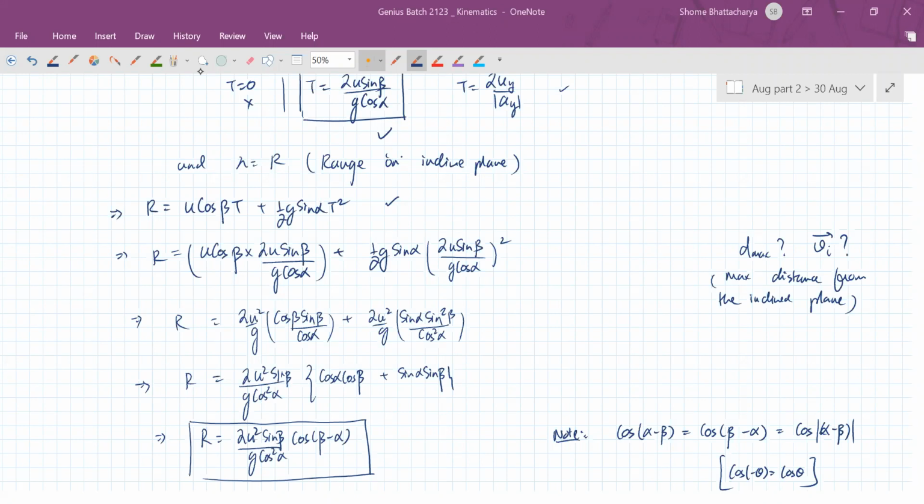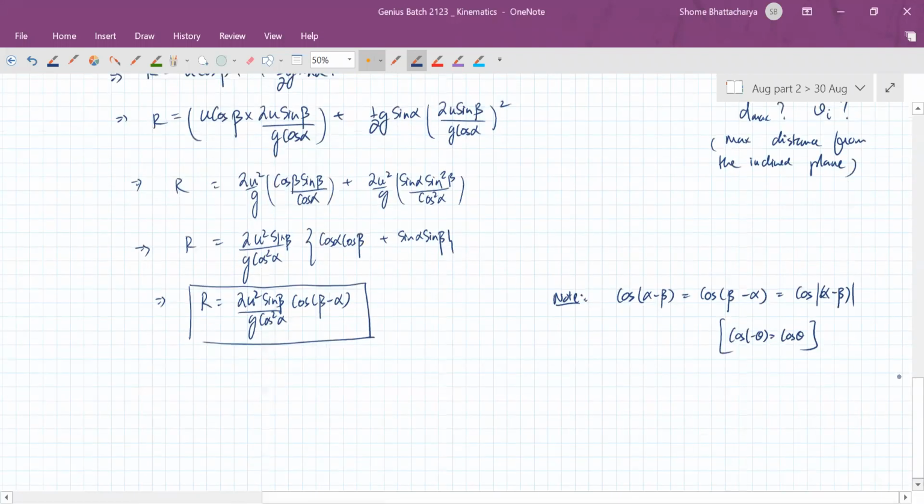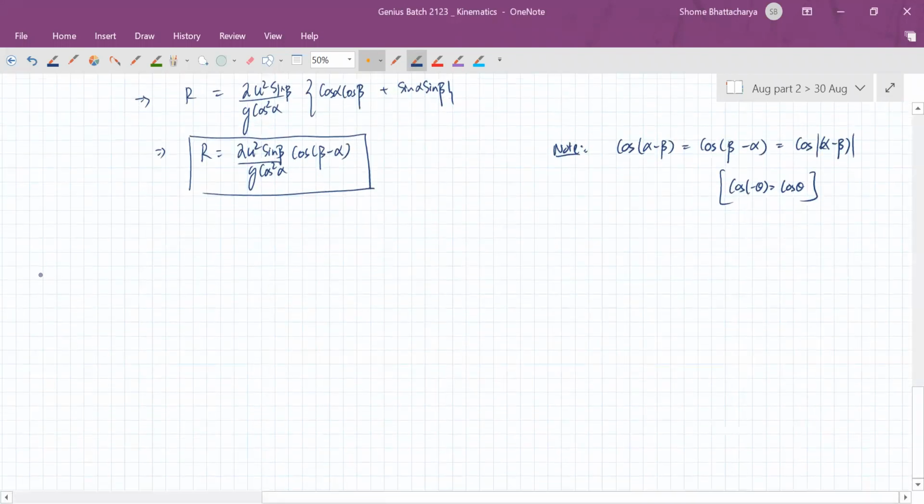Done, sir. Written this down now. Okay. So you calculated the value of maximum distance also. Yes, sir. So very good. I'll put it up so you can compare your answer. Sure, you got that correct anyway.